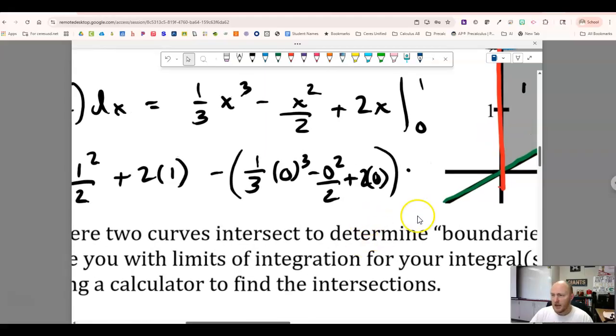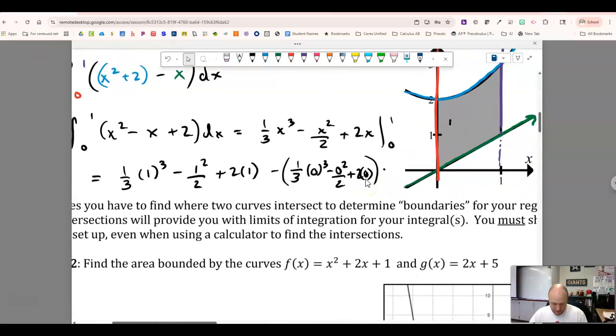So this one does. But the other thing I want to point out, just be careful, especially when you're subtracting and you have multiple terms in your answer here. You want to make sure you put parentheses around it because you're taking away all of them. Okay, so there you go.